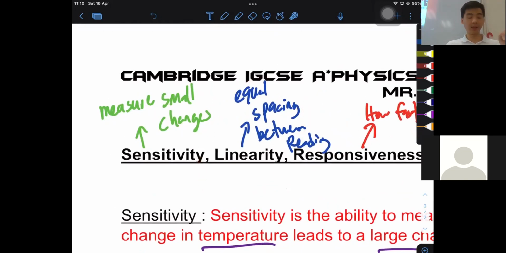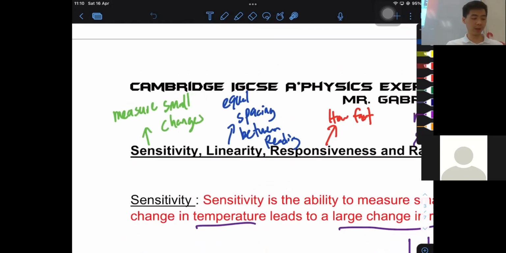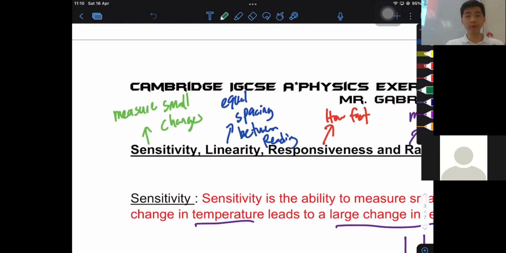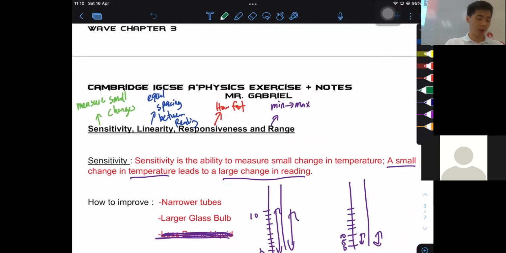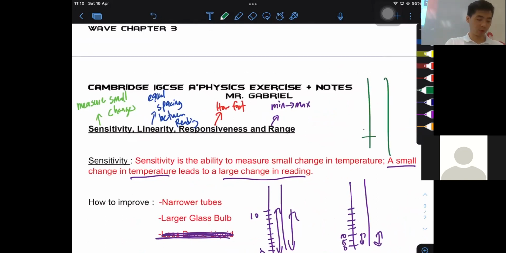Linearity is basically equal spacing between each reading. Last week, I mentioned that in order for us to have equal spacing between each reading, like how a thermometer's reading will be 0, 1, 2, 3, 4, 5, 6, they all have equal spacing between each reading. The only way we can label it with equal spacing is by using linearly expanding liquids, guys.